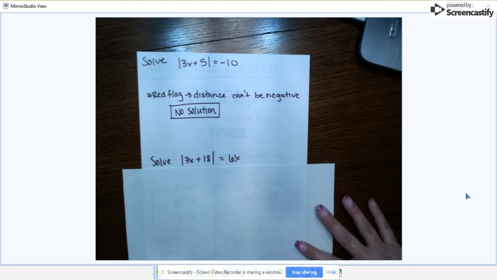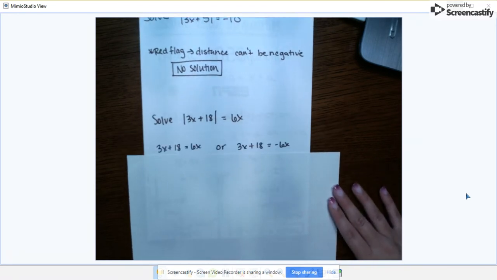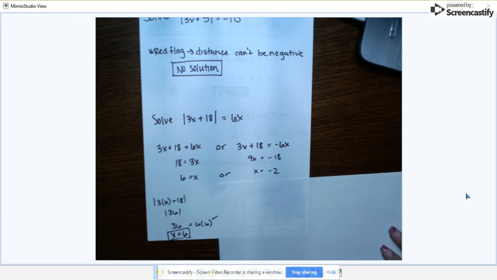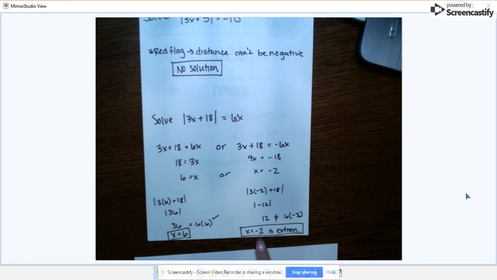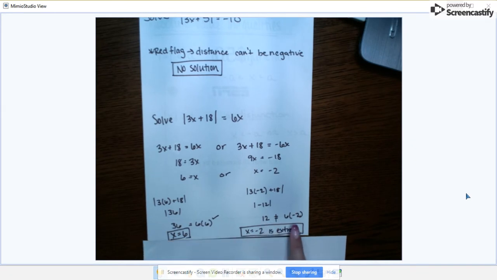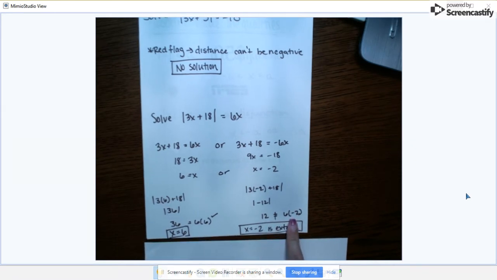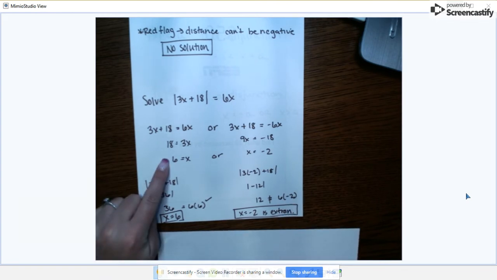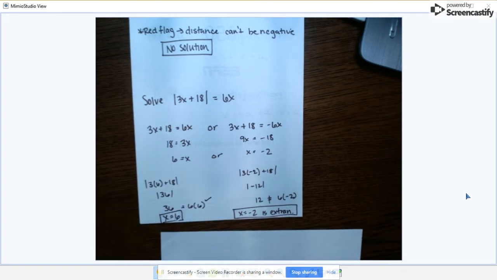Okay, here's another example. Again, start by writing our two equations and solve them like usual. We get x equals 6 or x equals negative 2. When I go to plug them in, x equals 6 works. However, with x equals negative 2, I would get positive 12 equals negative 12, which we know is not accurate. So in this scenario, x equals 6 is a good solution. x equals negative 2 is extraneous.